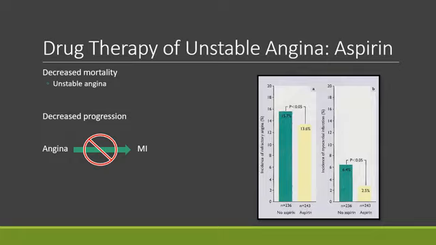So when we look at drug therapy, specifically aspirin, aspirin has been shown to decrease mortality and it has been shown to decrease the progression. So it helps prevent the movement of an unstable angina patient to a suspected MI.